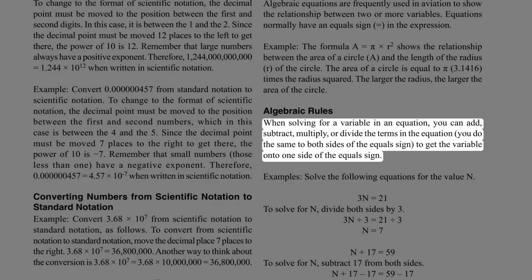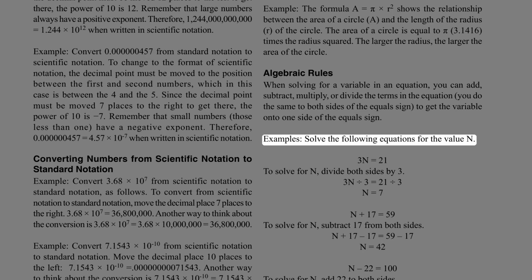Algebraic rules. When solving for a variable in an equation, you can add, subtract, multiply, or divide the terms in the equation. You do the same to both sides of the equal sign, to get the variable onto one side of the equal sign. Examples. Solve the following equations for the value n.